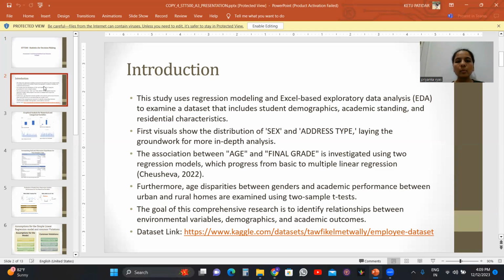Introduction. This study uses regression modeling and Excel-based exploratory data analysis to examine a database that includes students' demographics, academic standing, and residential characteristics. First, visuals show the distribution of sex and address type, laying the groundwork for more in-depth analysis. The association between age and final grade is investigated using two regression models, which progress from basic to multiple linear regression. Furthermore, age disparities between genders and academic performance between urban and rural homes are examined using two sample t-tests. The goal of this comprehensive research is to identify relationships between environmental variables, demographics, and academic outcomes. Dataset link is given.